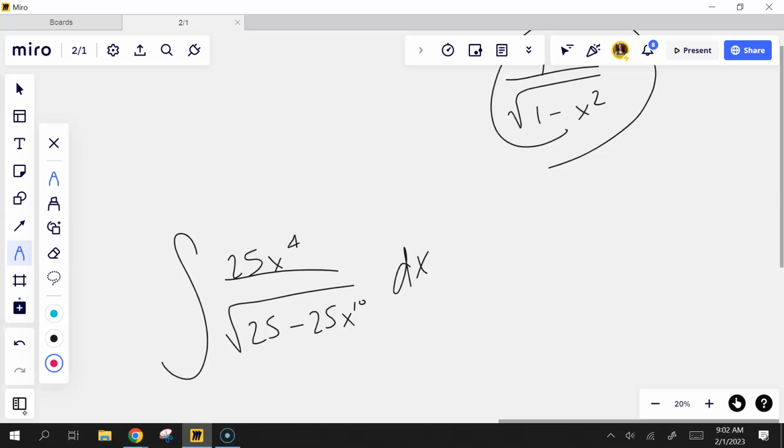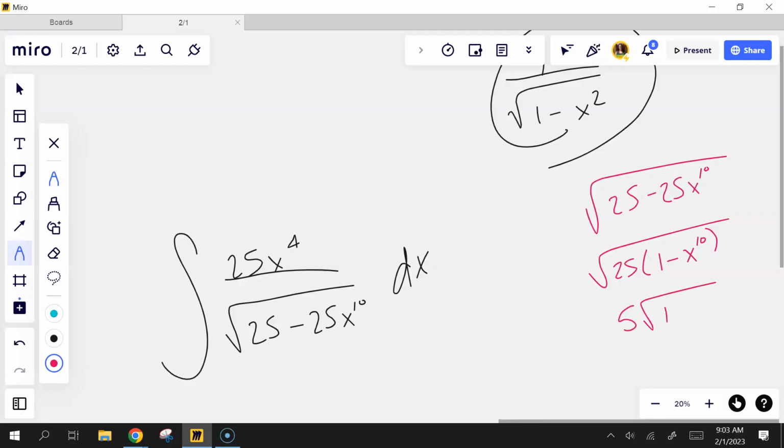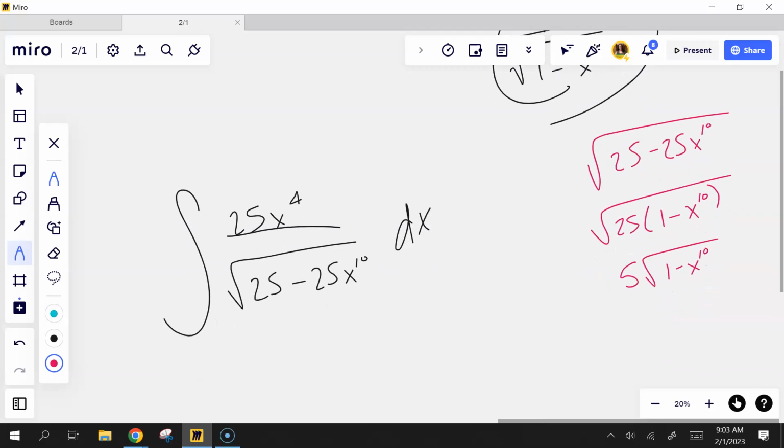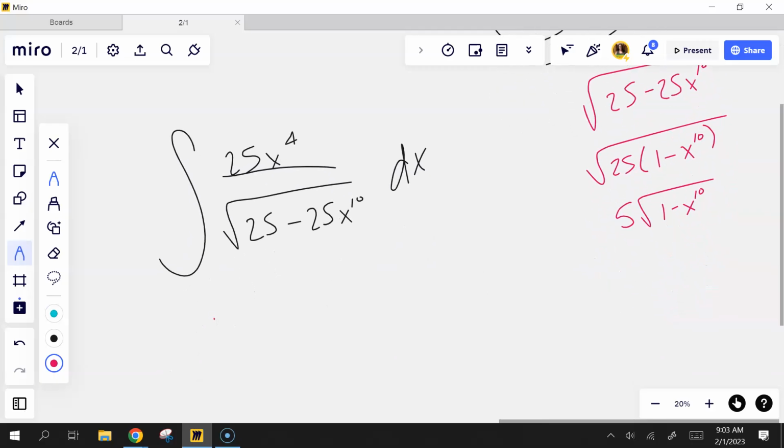So I'm going to come over here and play with this little 25 minus 25x to the 10th real quick. If I take a 25 out, I'm left with 1 minus x to the 10th. But what's the square root of 25? 5. So this is really 5 times the square root of 1 minus x to the 10th. Does that part make sense so far? A little bit.